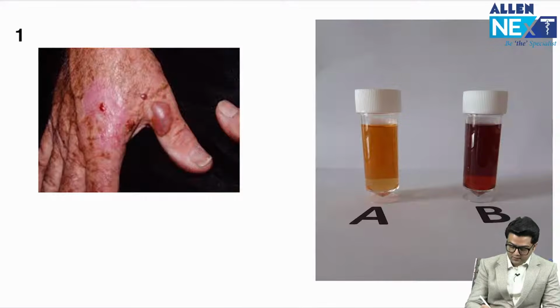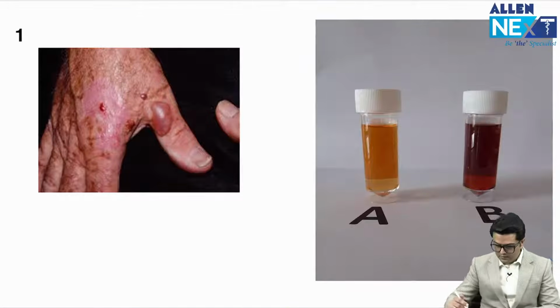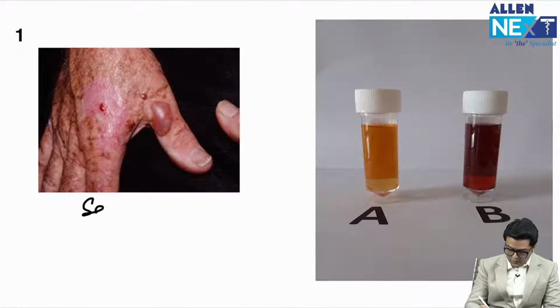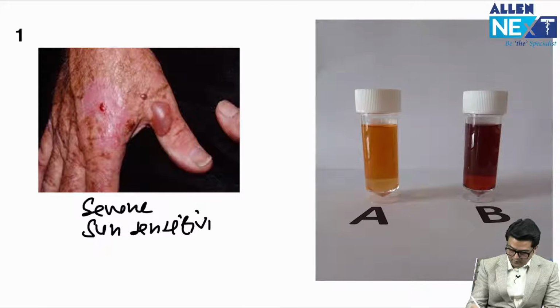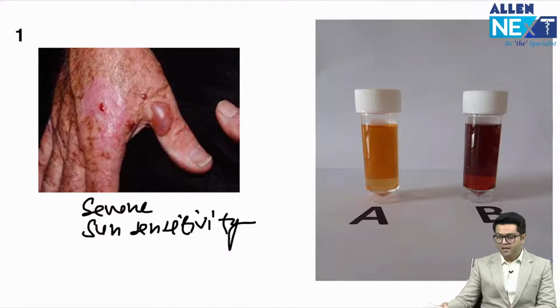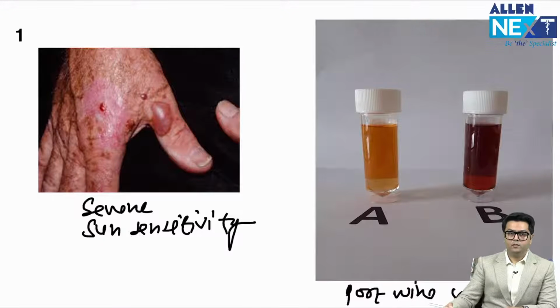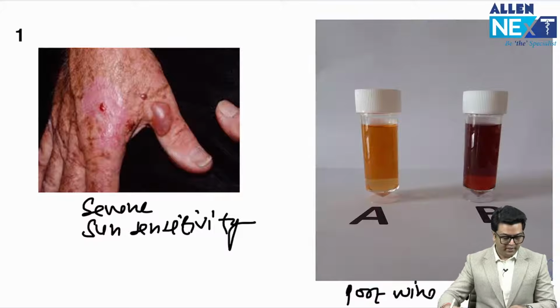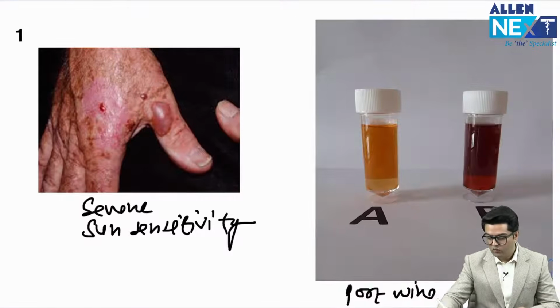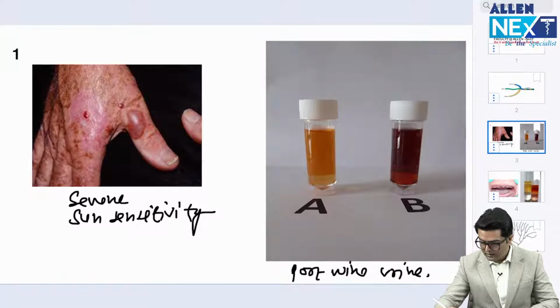So as you can see, this is severe sun sensitivity, and this is port wine or wine colored urine. So what kind of porphyria is it? Because the patient presented with sun sensitivity and acute abdominal pain. So guys, this is porphyria. Definitely you're right, this is porphyria, right? But what kind of porphyria is it?